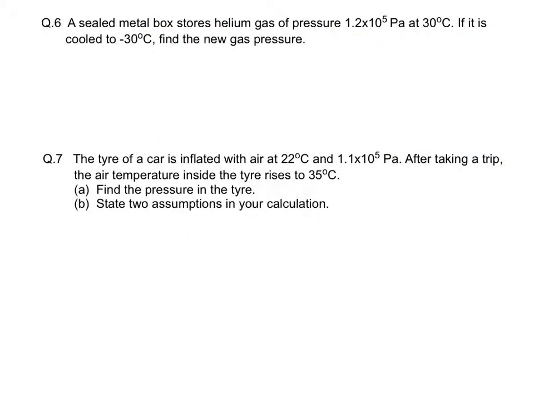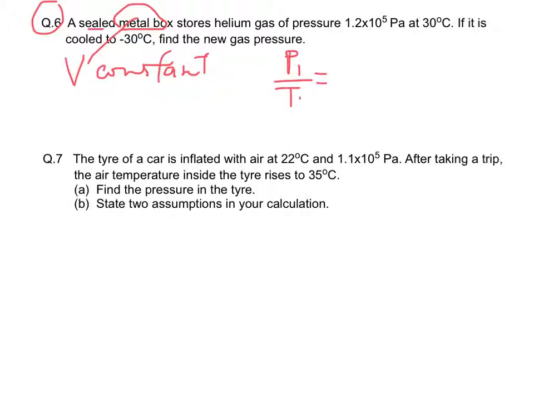Take a few minutes to read question number 6 and 7 first. For question number 6, since it is a sealed metal box, the volume can be considered as a constant value. We use this law P1 over T1 equal to P2 over T2. Remember, the temperatures T1, T2 should be the absolute temperature.